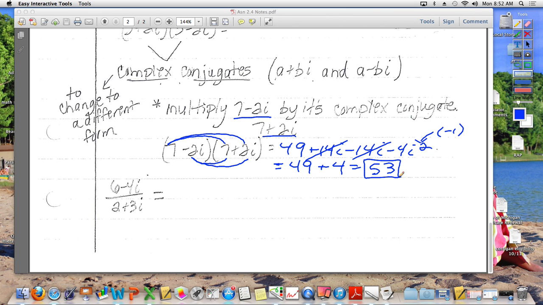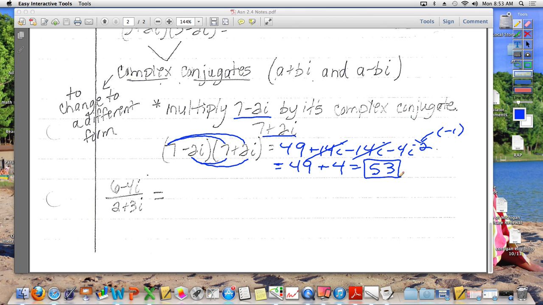6 minus 4i divided by 2 plus 3i. It is not proper to leave something in fraction form with i's on the bottom. So you want to get rid of them. How can we get rid of there being an i on the bottom? Remember how we had this situation, 7 minus 2i times 7 plus 2i? When we multiplied by its conjugate, we got rid of the i's.